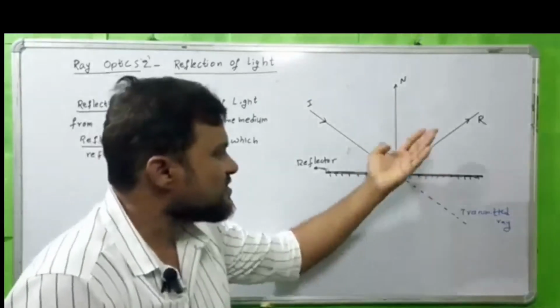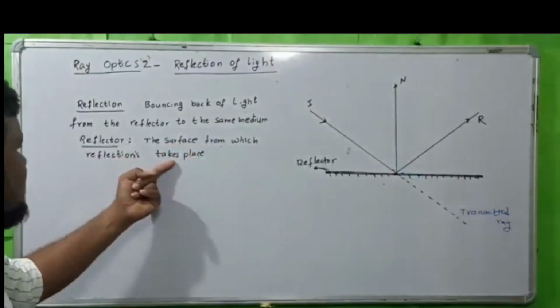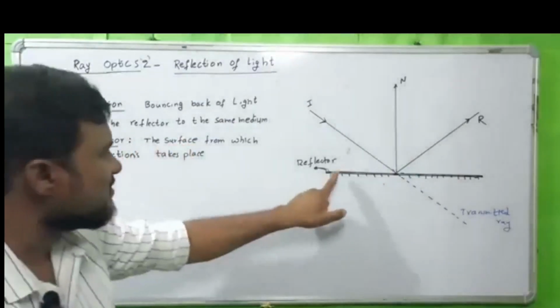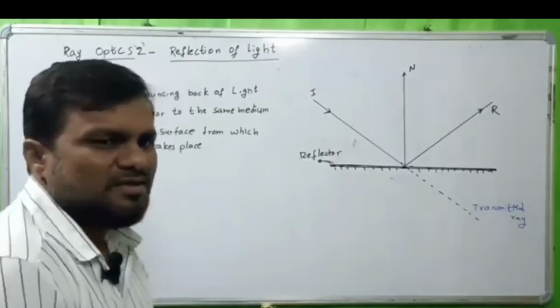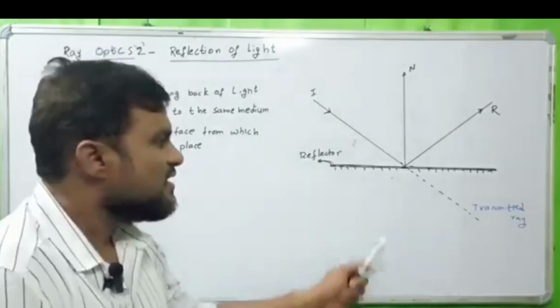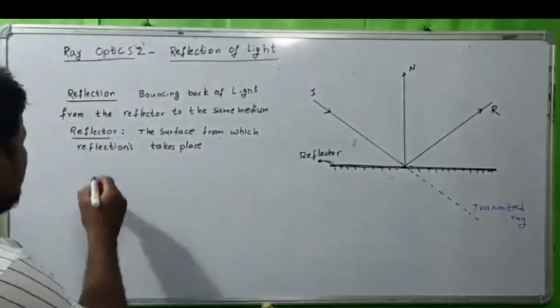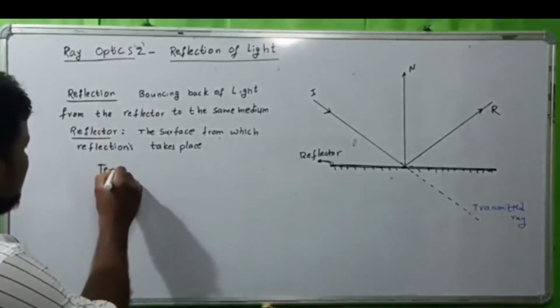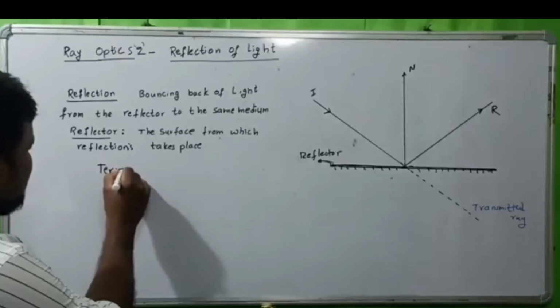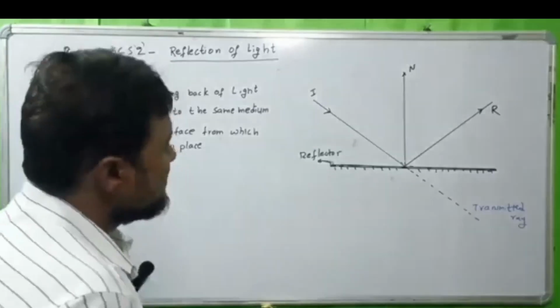From this surface, reflections are possible. Actually, the surface from which reflection takes place is nothing but the reflector. So, on this plane surface, there are some terms related to reflection of light in the case of a plane mirror. What are those terms? We will discuss. Terms related to reflection of light.